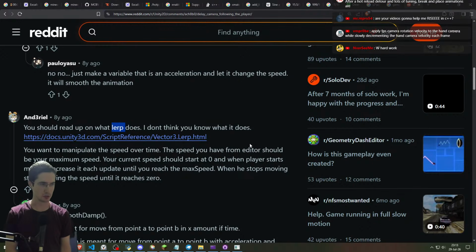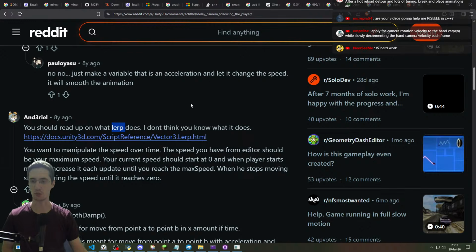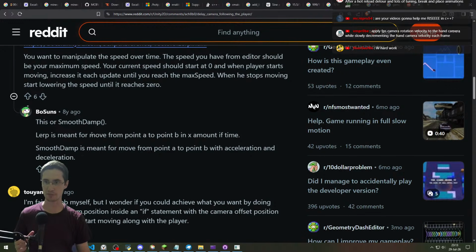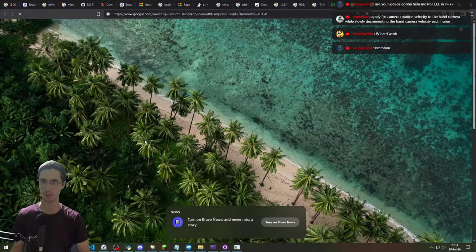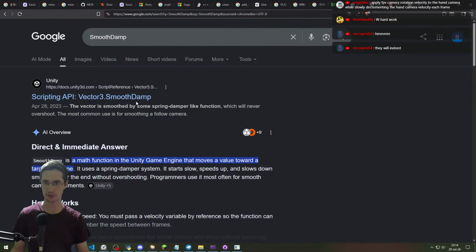Apply FPS camera rotation velocity to the hand camera while slowly decrementing the hand camera. That's too complicated. I need something way simpler. I want to start with something simple. Lerp is meant for moving from point A to point B in X amount of time. Smooth damp is meant for moving from point A to point B with acceleration. Okay, so what's smooth damp? This is a Unity function.